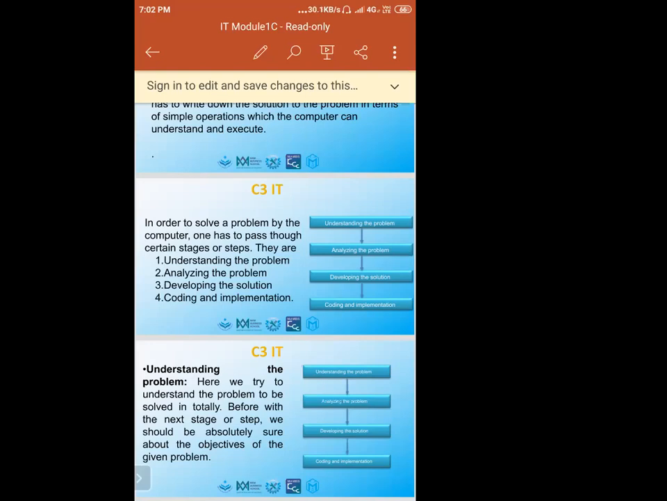Yes, I have one doubt. Yes, please tell me. Coding and implementation. Coding means we will write some mathematical instructions. The programmer will write some mathematical instructions on how the computer has to operate the software. After that, they will give the training to the other staff. That is called implementation. Giving the training is called implementation.